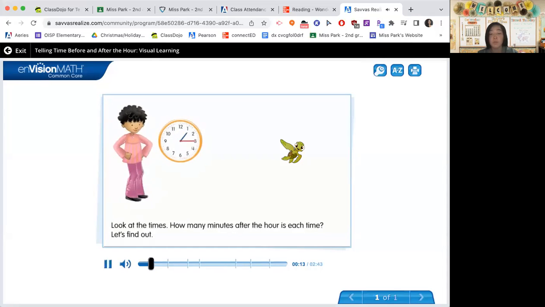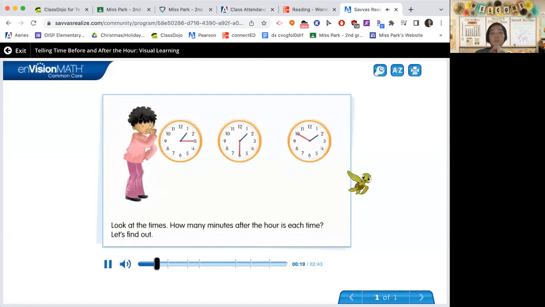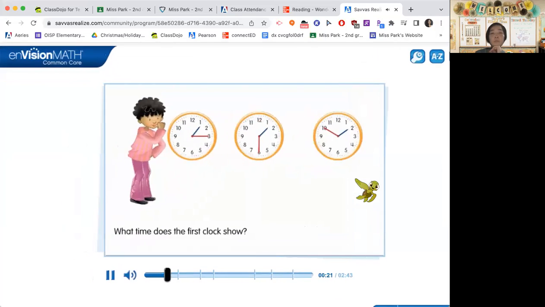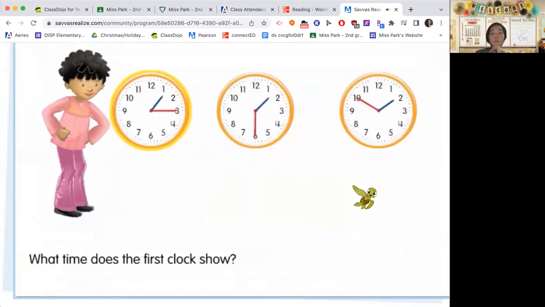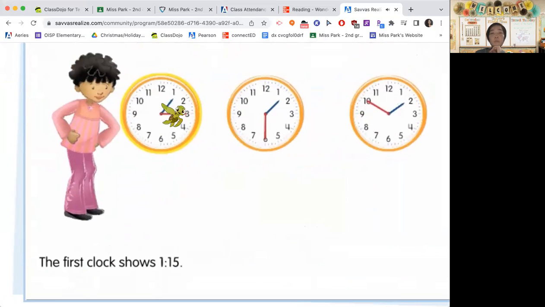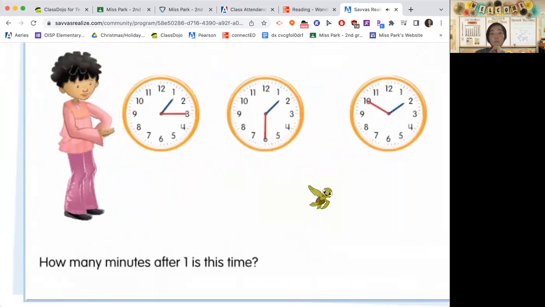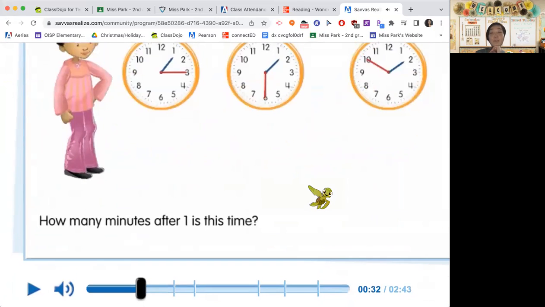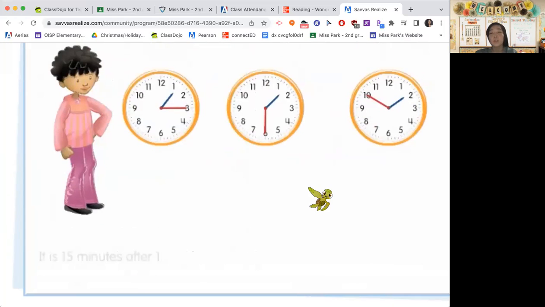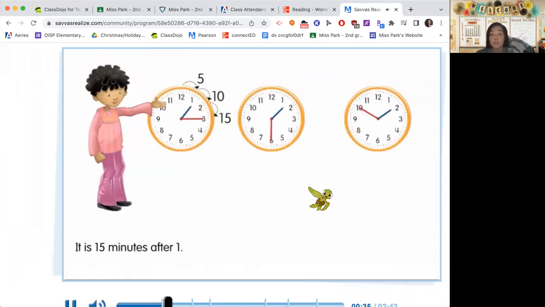Look at the times. How many minutes after the hour is each time? Let's find out. What time does the first clock show? The first clock shows 1:15. How many minutes after 1 is this time? 15 minutes. It is 15 minutes after 1. You can also say 1:15.